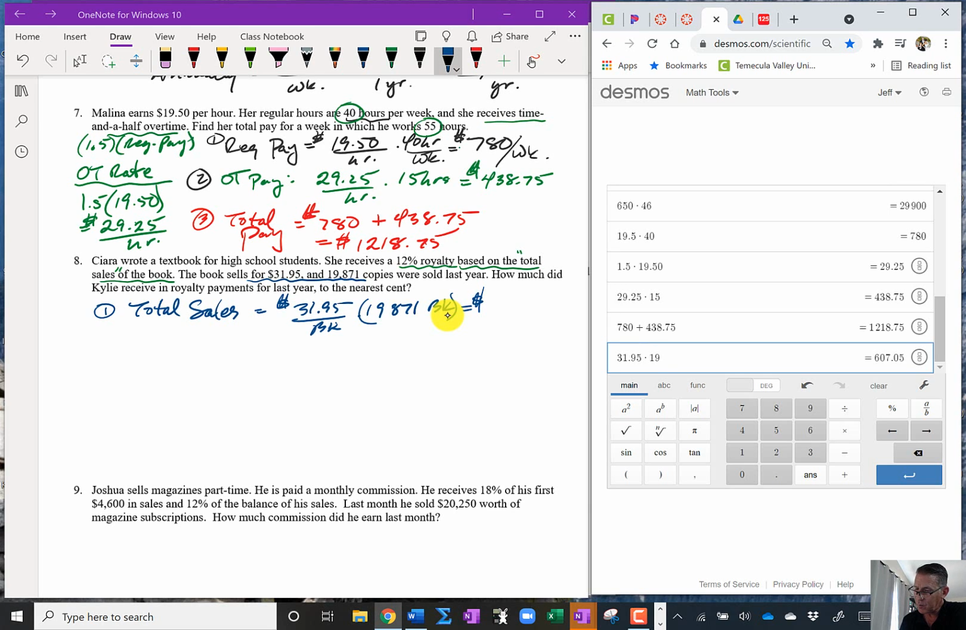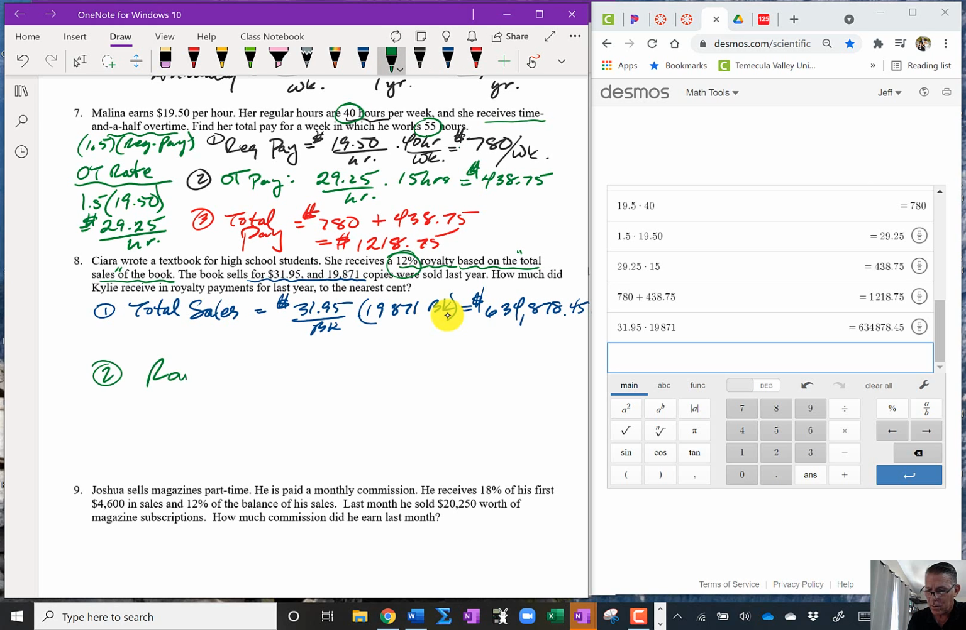Now we got to calculate the royalty, which is a portion of that. Now it says up here we get a 12% royalty. So step 2, we got to calculate the royalty by taking 12% of the total sales. Our 12% as a decimal is 0.12 times 634,878.45. All right, and the magic number comes out.